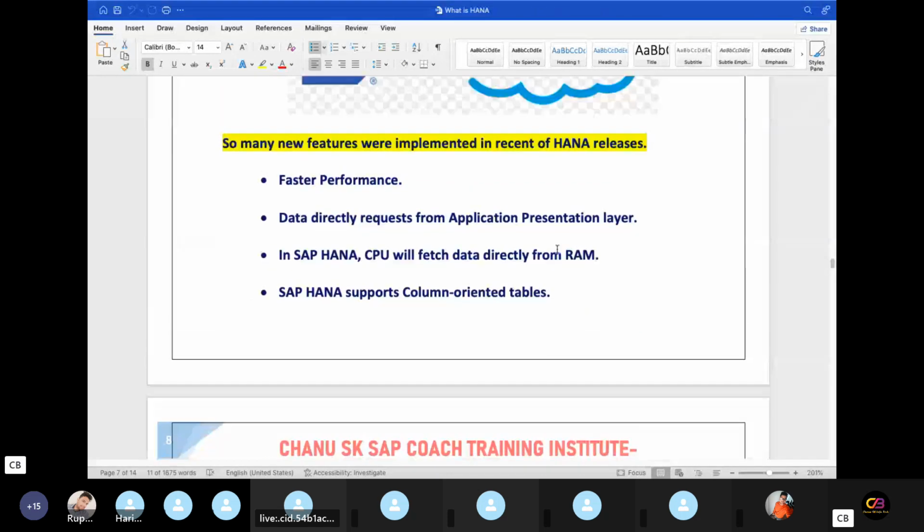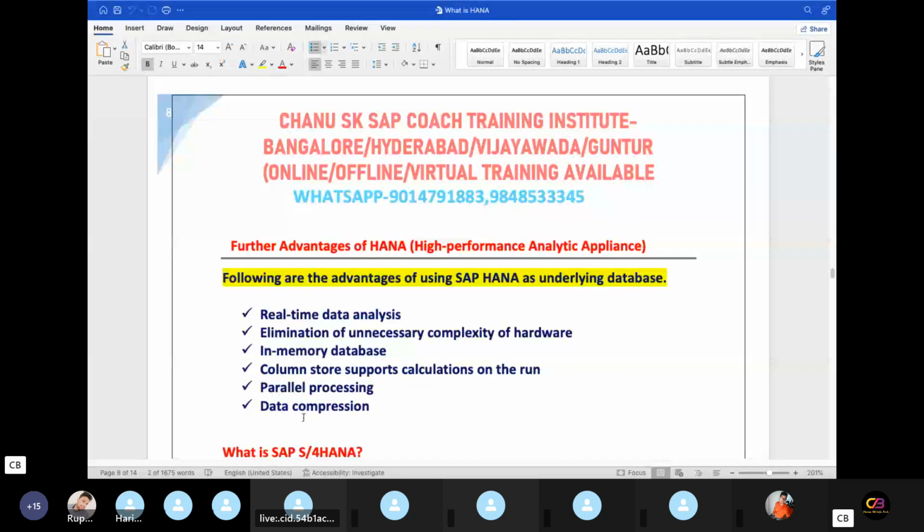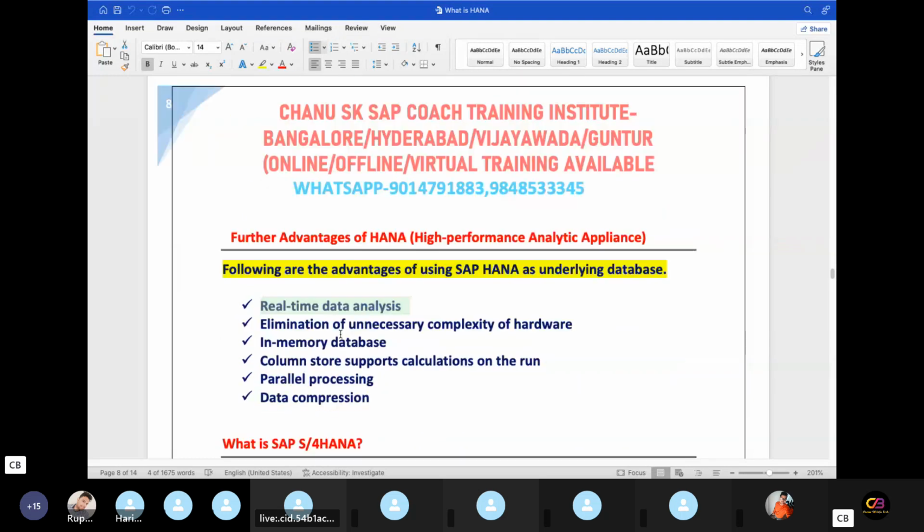HANA is a High-performance Analytic Appliance. It gives faster performance, as data is directly fetched from RAM. It is column oriented, so your data is completely stored in column-oriented tables. That is the reason it gives data compression, and parallel processing is possible. The column store is an in-memory database, with elimination of unnecessary hardware complexity and real-time data analysis. These are the advantages of SAP S/4HANA.